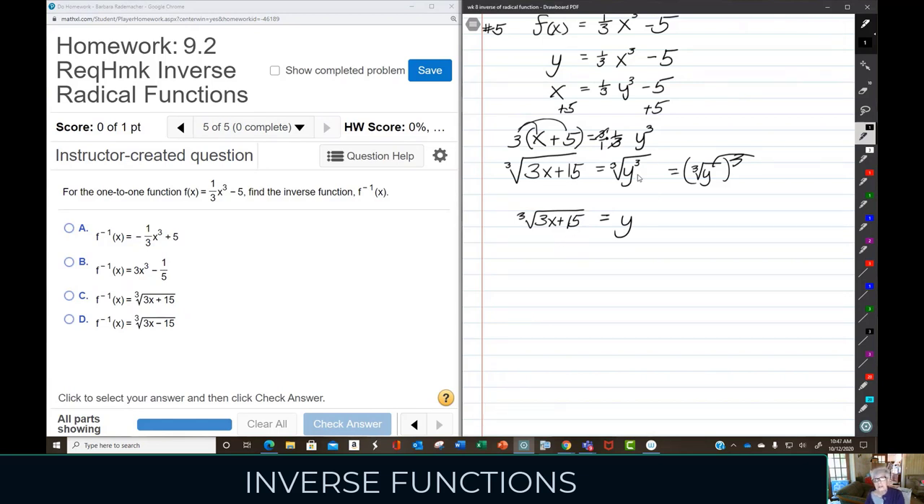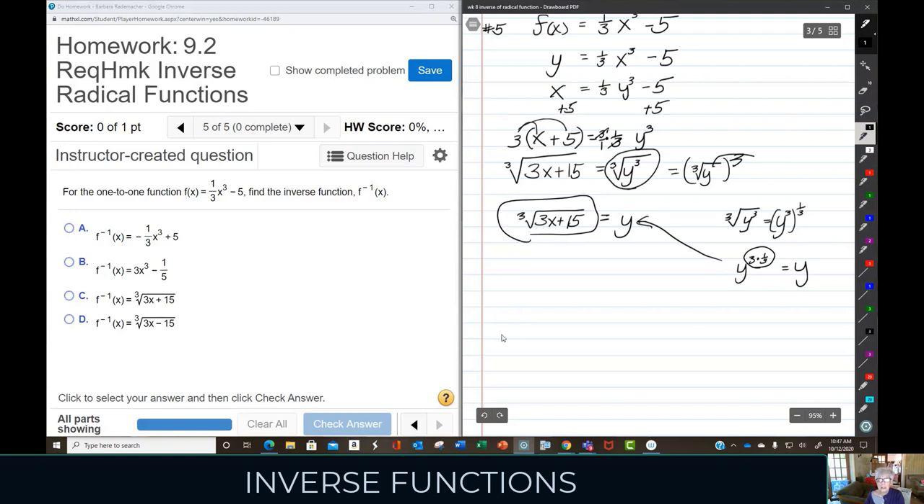So now we have, let's go with this first because I'm thinking that might not have been clear to you. Let's go this way. Let's say I did not move my cube outside. Let's just say I kept it inside. Then I would have y to the third to the 1/3 power. And when a base is raised to a power and raised to a power again, you multiply them. Three times 1/3 is 1. So that's y. So you're going to have y equals the cube root of 3x plus 15. And as you can see, the answer is C.